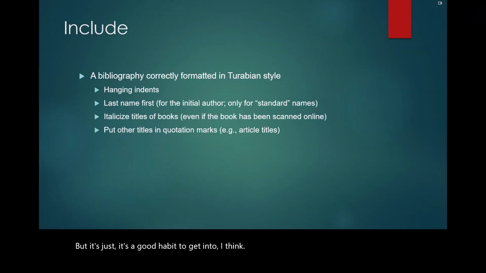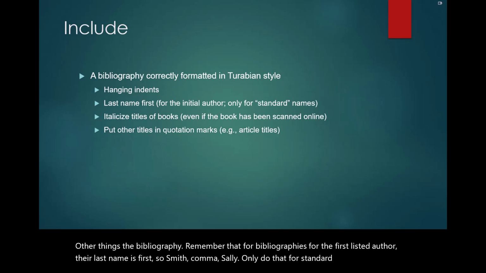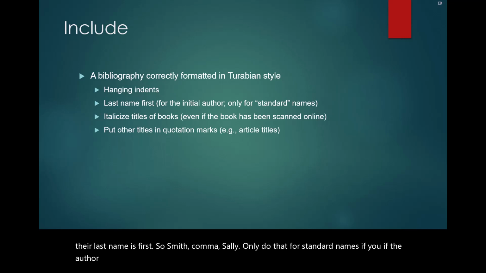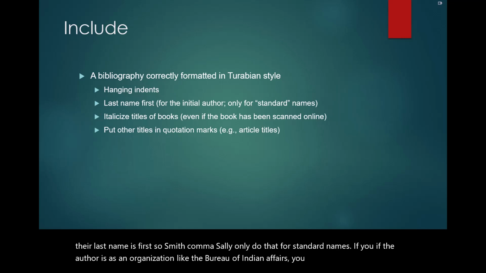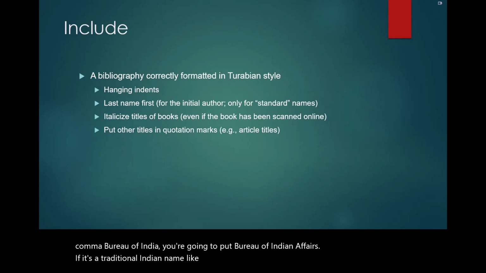Other things for the bibliography, remember that for bibliographies, for the first listed author, their last name is first, so Smith, Sally. Only do that for standard names. If the author is an organization like the Bureau of Indian Affairs, you are not going to put Affairs, Bureau of Indian. You're going to put Bureau of Indian Affairs. If it's a traditional Indian name like Black Hawk, you're just going to put Black Hawk, not Hawk, Black.